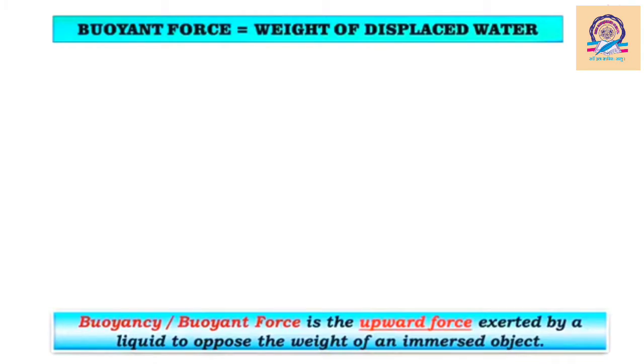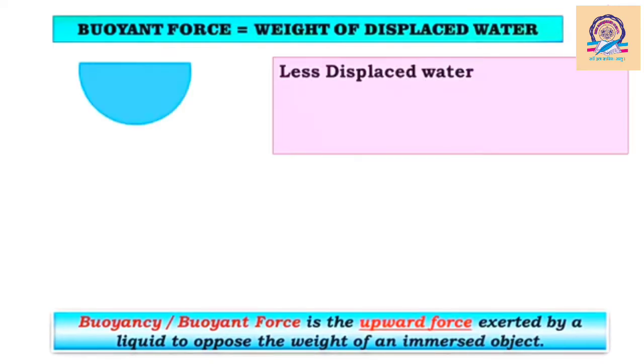Now, the main factor is the weight of the displaced water. Please try to understand carefully. This is the main factor responsible for floating and sinking of an object. The buoyant force, that is the upward force, is equal to the weight of the displaced water.